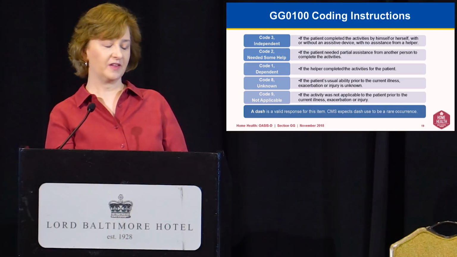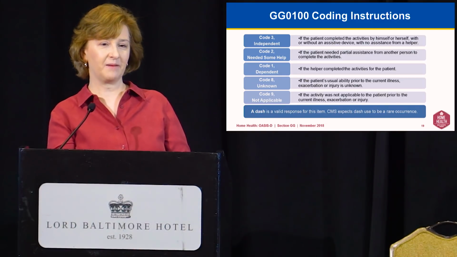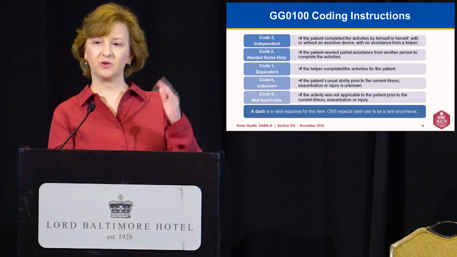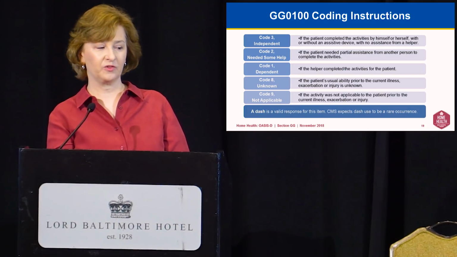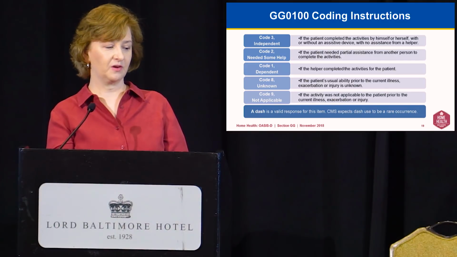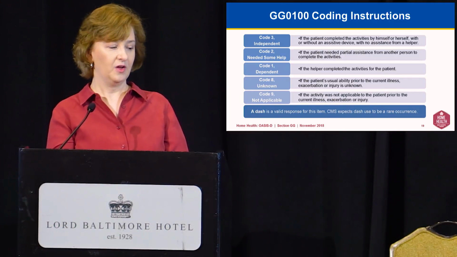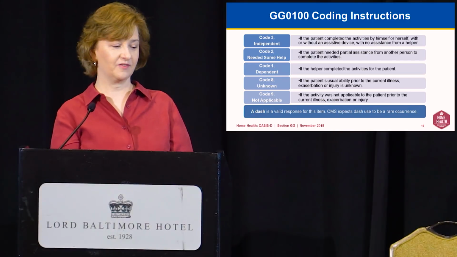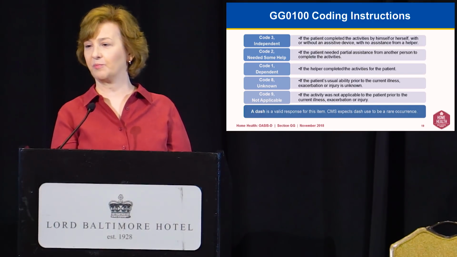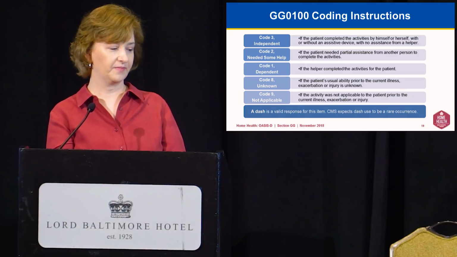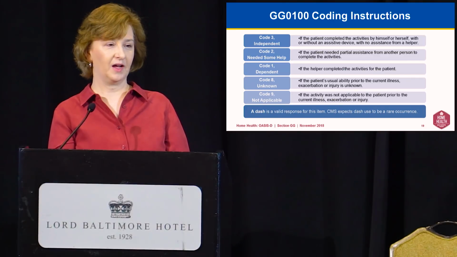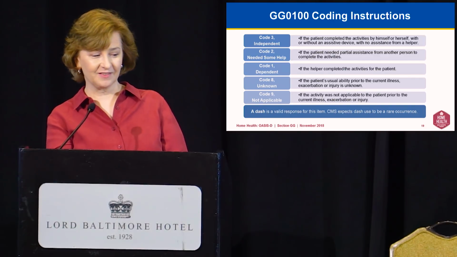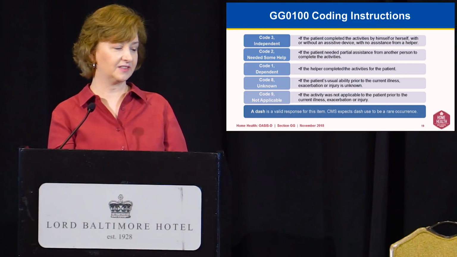So in terms of the codes, I've highlighted them a little bit before. I want to go in depth now. For each of those 4 areas that I just mentioned, you would be coding that the person is either independent, which would be code 3, and that means that the person completed the activities by him or herself, again, regardless of assistive device use, but no assistance from another person, a helper, was required. Code 2 would be used if the person was able to perform the activity but needed partial assistance from another person to complete the activities.